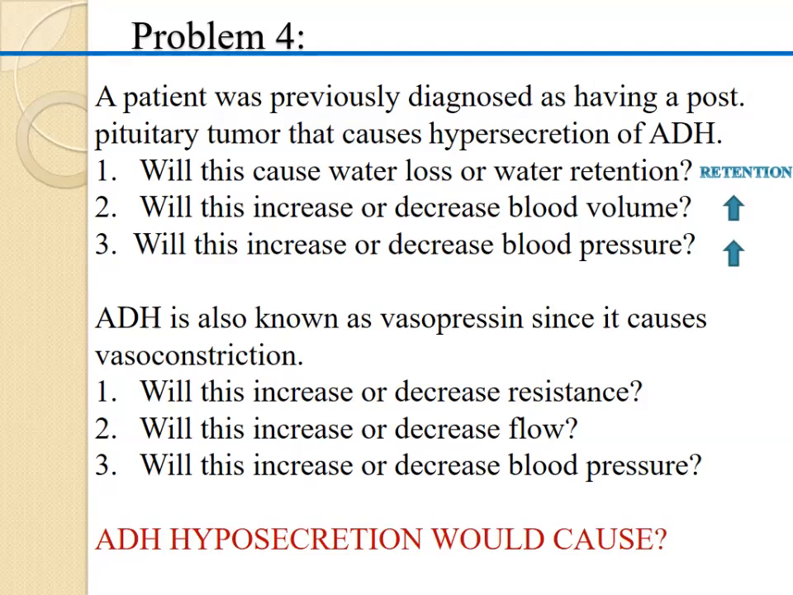ADH is also known as vasopressin, causes vasoconstriction. So now we're talking about the lumen diameter getting smaller. Would it increase or decrease resistance? Increase, very good. And what will flow? Decrease, there you go. And how about blood pressure? Increase, perfect. And hyposecretion would be the obvious difference.